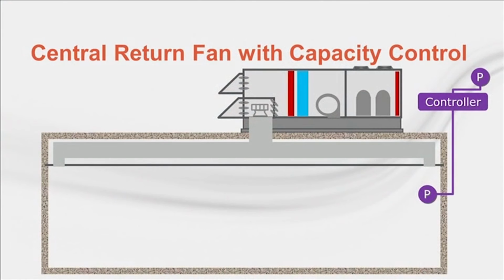Another option is to add 2 pressure sensors to directly control building pressure. Here, a controller modulates a relief damper to maintain building pressure in a desired range. The return fan is modulated to maintain the static pressure set point in the return air plenum downstream of the fan. A centralized return fan with capacity control can provide stable occupied space pressure because it has the ability to compensate for other influences like local exhaust fans.